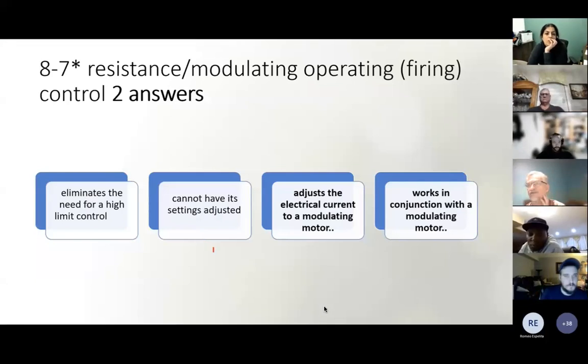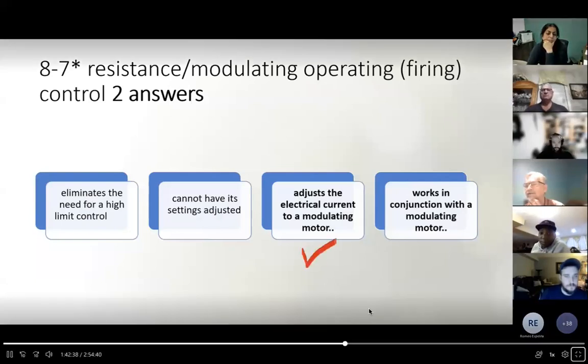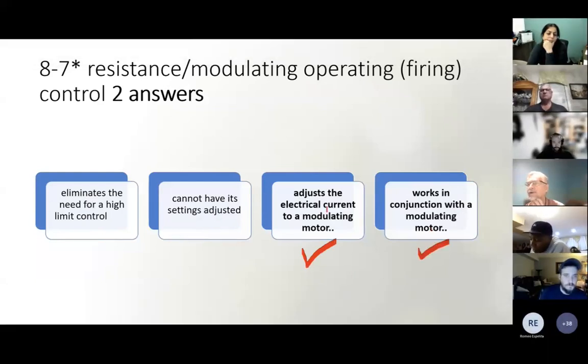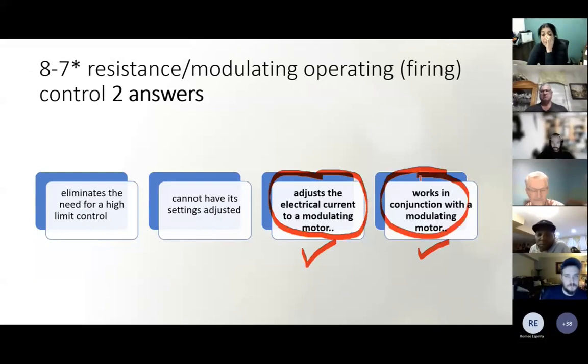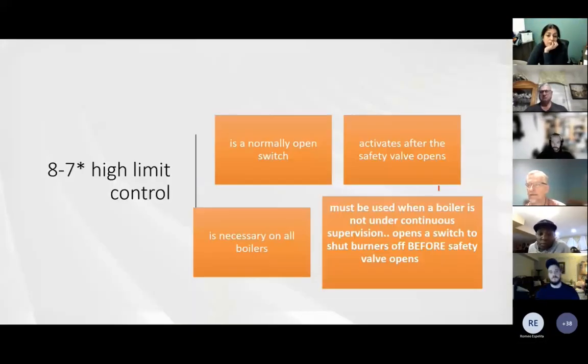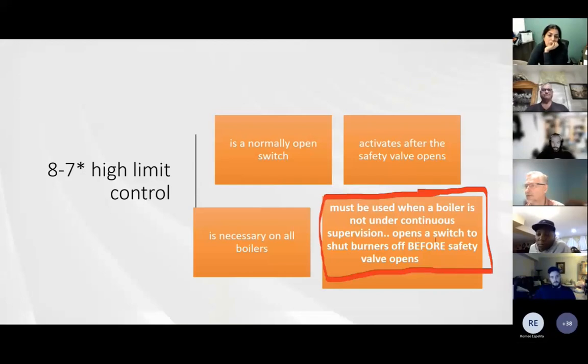Resistance or modulating control does what? Uses a modulating motor by adjusting electrical current to operate that motor. High limit control used when a boiler is not under continuous supervision. It must open a switch to shut the burners off before the safety valve opens.